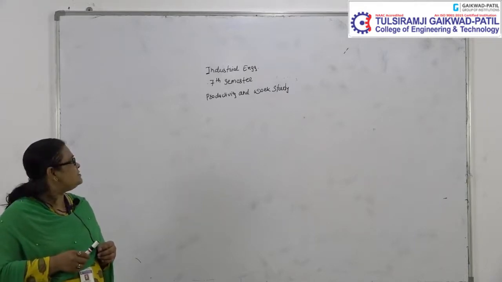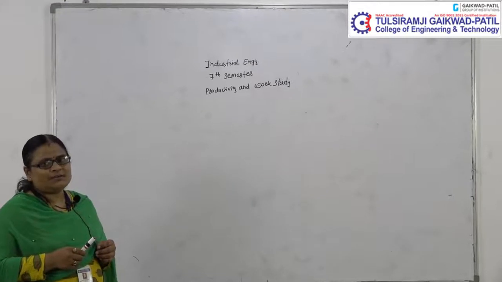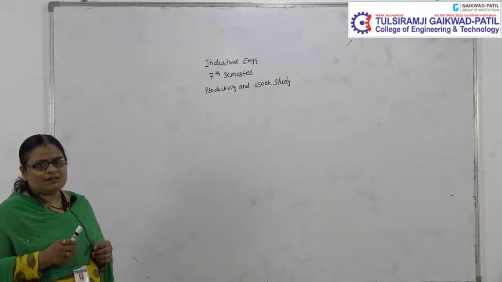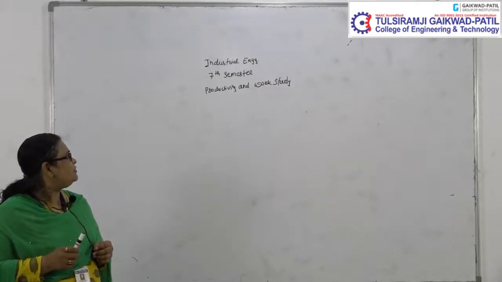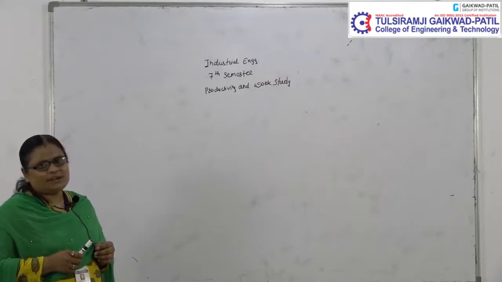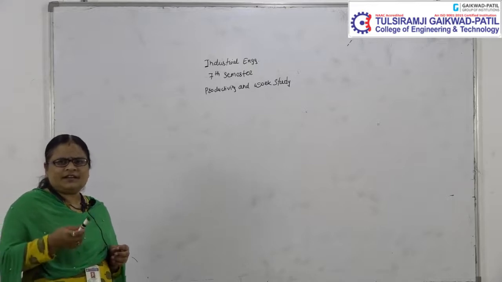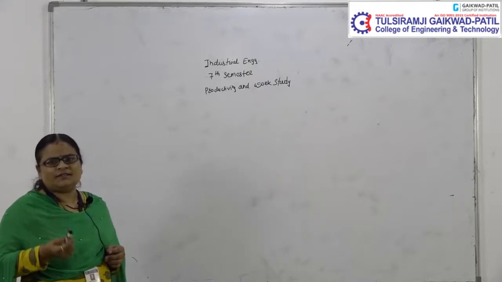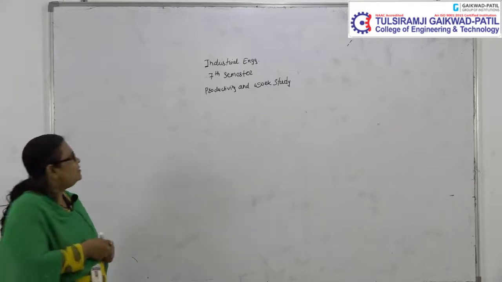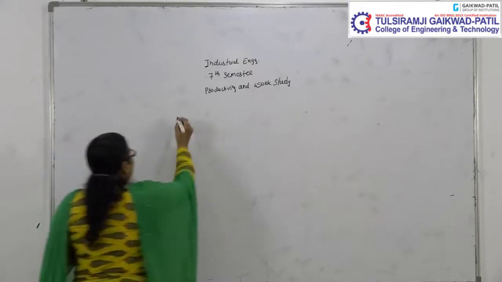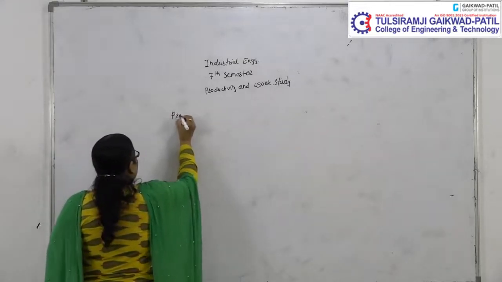The unit number is 1, and the topic of that unit is productivity and work study. The productivity topic was taken previously, but we are revising that topic again. Productivity is the ratio of output upon input.